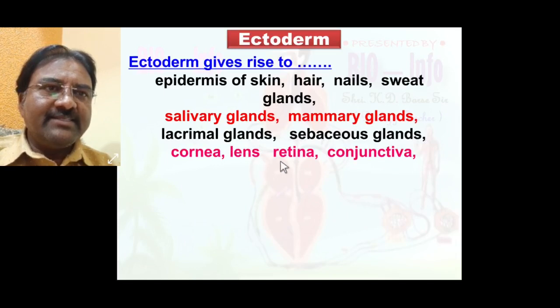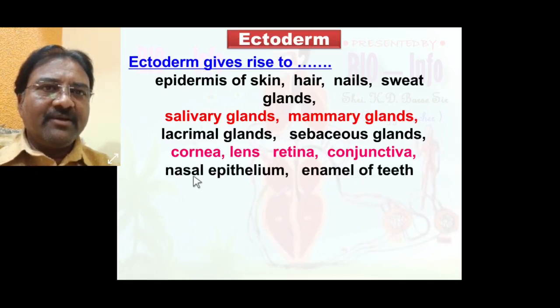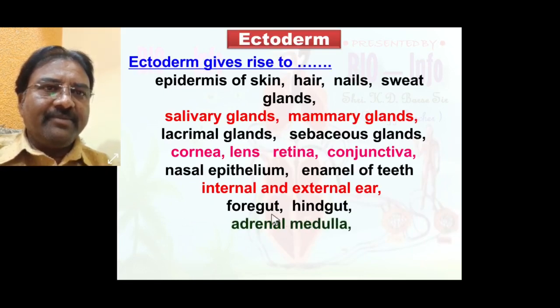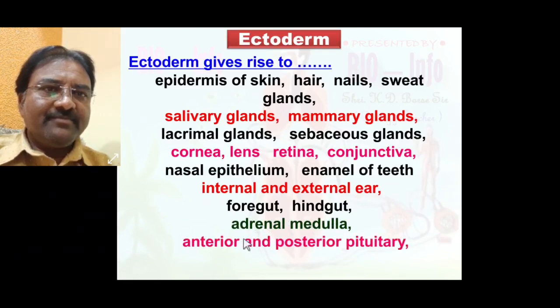Cornea, lens, retina, conjunctiva, all these parts of the eye are also developed from ectoderm. Nasal epithelium, for detection of smell, and enamel of teeth develop from ectoderm. Internal and external ear are also developed from ectoderm. Foregut and hindgut develop from ectoderm. Adrenal medulla, and anterior and posterior pituitary gland develop from ectoderm.